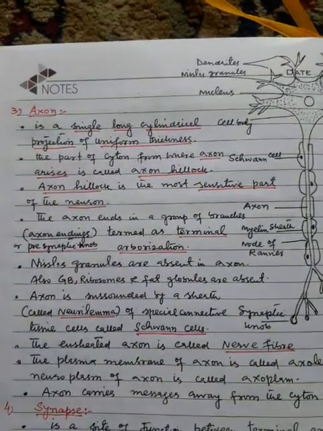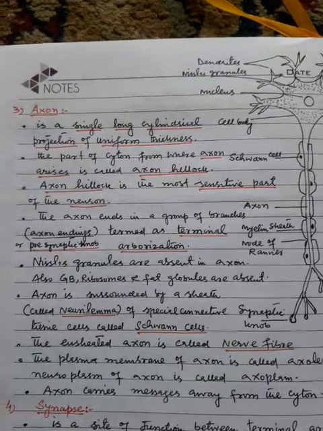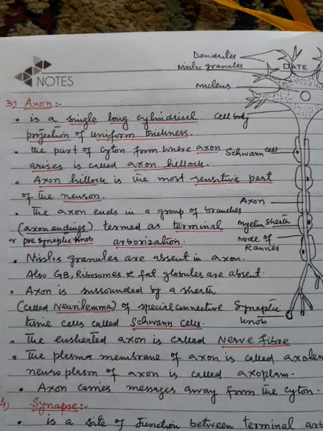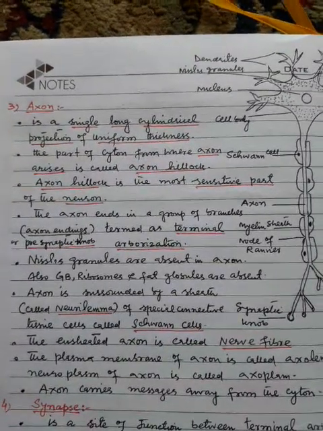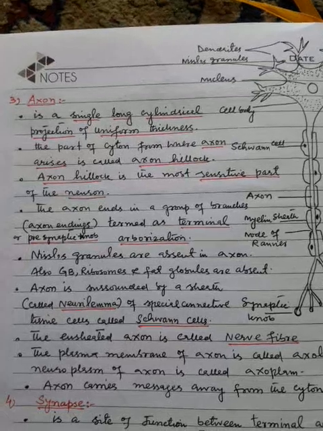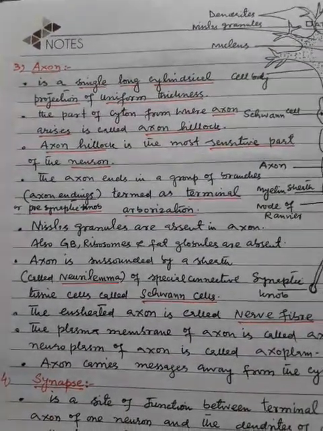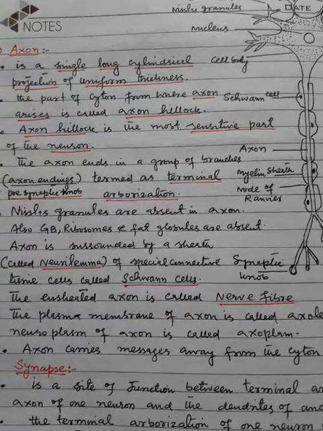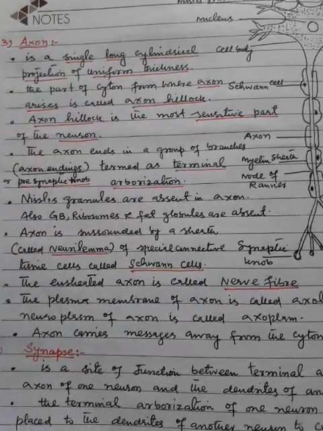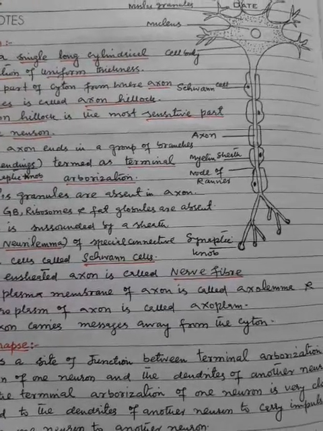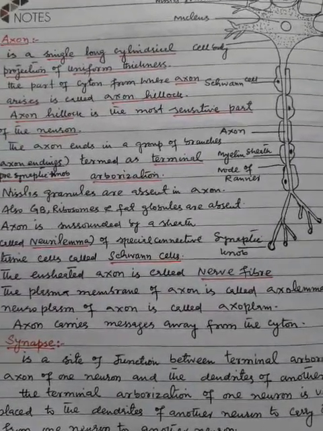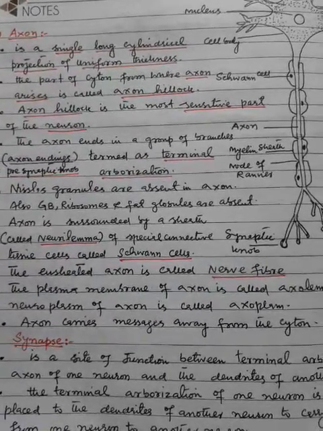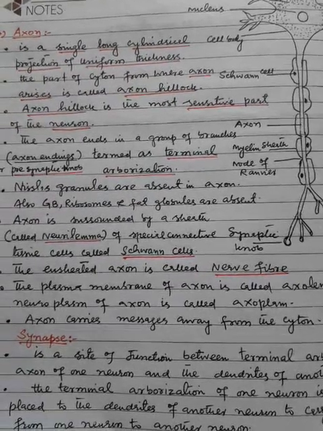Axon is surrounded by a sheath called neurolemma, which is formed of specialized connective tissue cells called Schwann cells. The sheathed axon is called nerve fiber. The plasma membrane of axon is called axolemma, and the neuroplasm of axon is called axoplasm. Axon carries messages away from the cytone.